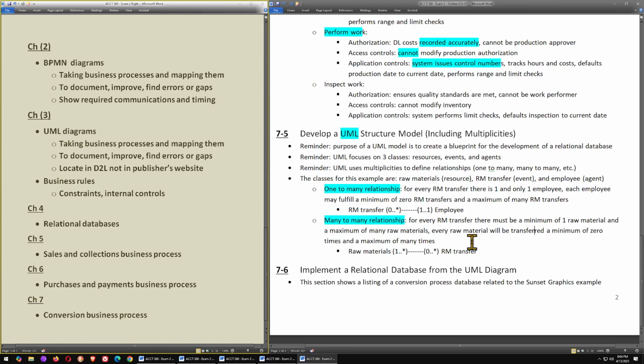Okay, so that's chapters 4, 5, 6, and 7. And basically, it is covering the last part of the business process mapping process, starting with business process diagrams, coming up with business rules, putting them into UML diagrams, and then how do you fit them into relational databases. And we covered that 4-step process. We covered 3 different business processes: sales, collections, purchase and payments, conversion process.